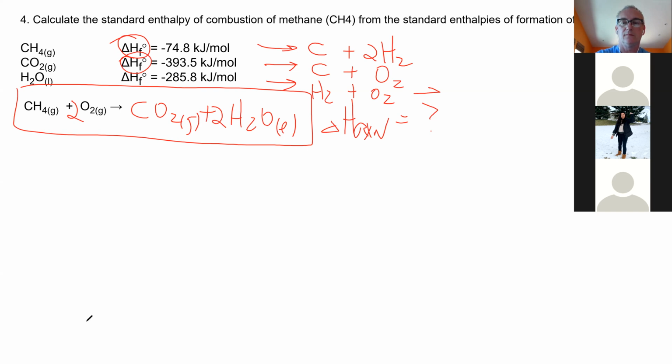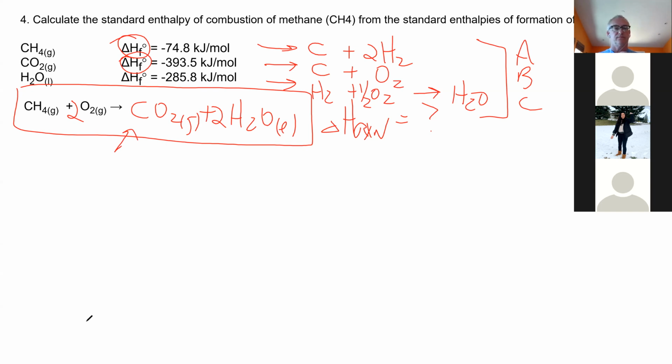It's not balanced. So we need to just put a half. 2 in front of hydrogen? No, because I have to have exactly 1 mole of water. So I'll put a half mole there. That's how I'm going to do that one. Okay. So I'm going to take these 3 reactions and use those to make this.